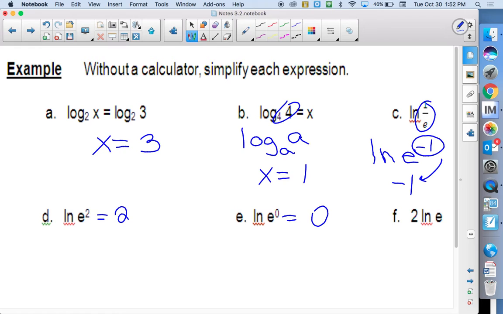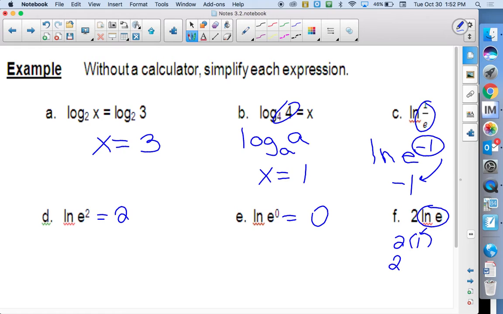And then the last one, for letter F, look at your 3 properties. See which one of those properties applies to 2 times the natural log of e. Which one does that apply to? Yeah, because the natural log of e is equal to 1. So this is taking 2 times 1. That's what the natural log of e is equal to. It's 1. So this is really 2.